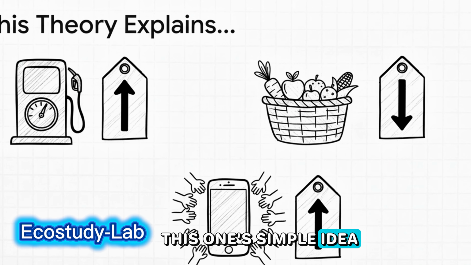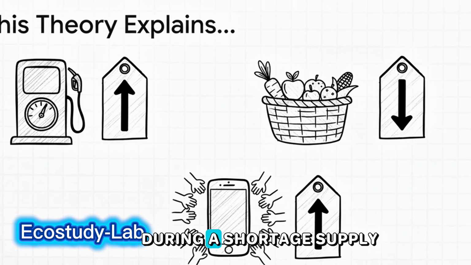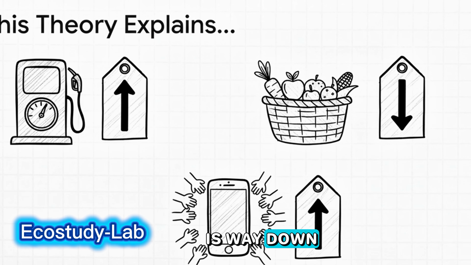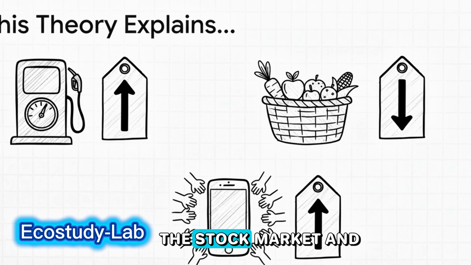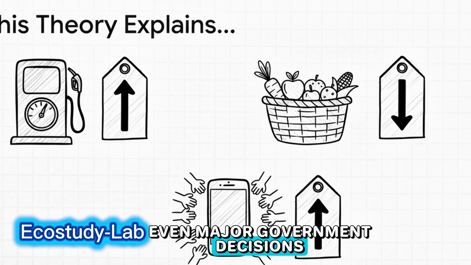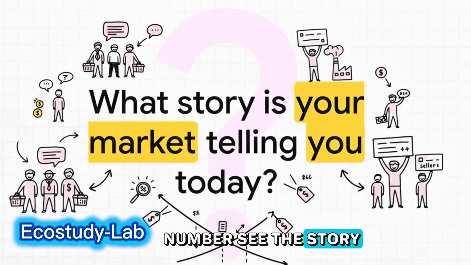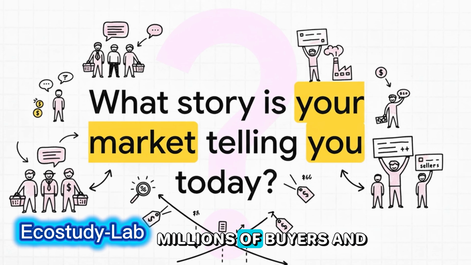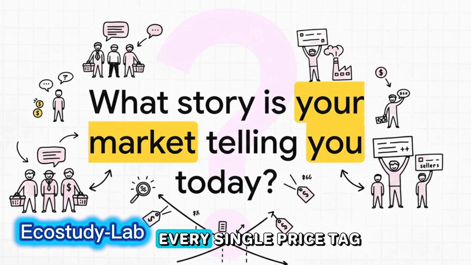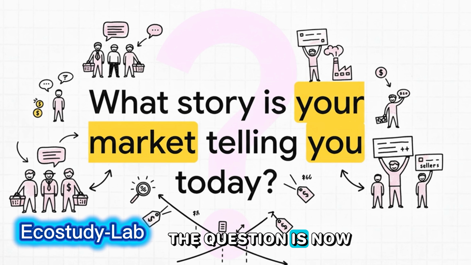This one simple idea explains why fuel gets so expensive during a shortage. Supply is way down. It explains why food is cheap after a great harvest. Supply is way up. It's why a brand new iPhone costs a fortune when it first comes out. Demand is through the roof. This theory is the engine behind inflation, the stock market, and even major government decisions. So, the next time you see a price change, don't just see a number. See the story behind it. See that dance between millions of buyers and thousands of sellers. Every single price tag is a message. The question is, now that you know the language, what story is your market telling you?